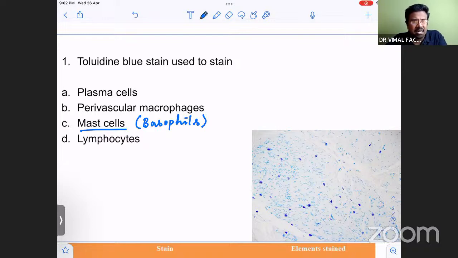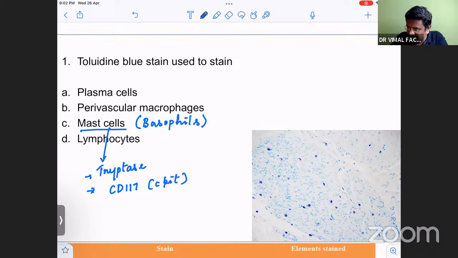Now the other questions we can ask from these mast cells are: what are all the other markers that can be used for mast cells? It is tryptase. The other recent markers which are updated are CD117, that is c-KIT, and CD30. These are the other markers and the special stains used to highlight the mast cells.